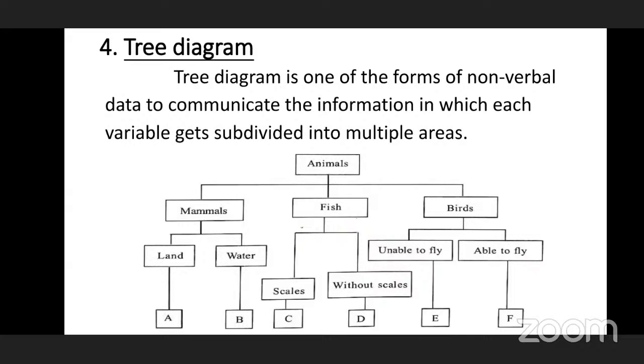Tree diagram, the fourth one in nonverbal data. A tree diagram is one of the forms of nonverbal data to communicate the information in which each variable gets subdivided into multiple areas. There is a slight difference between tree diagram and flow chart. That will be clearly discussed in this class.